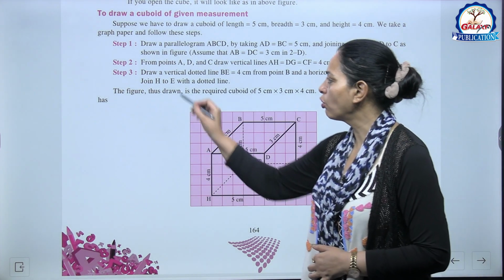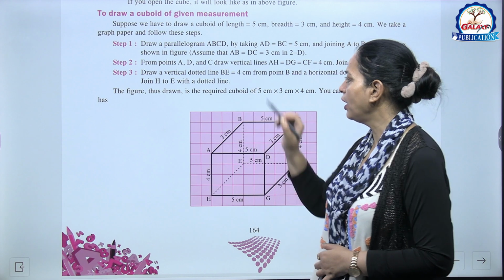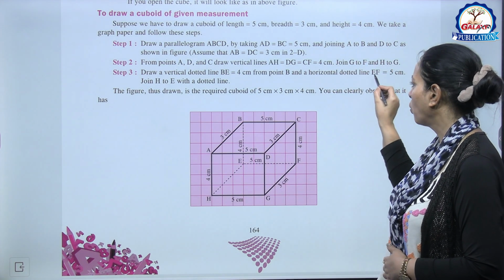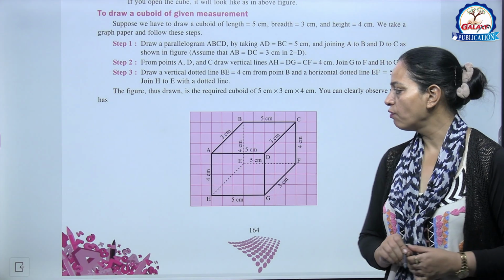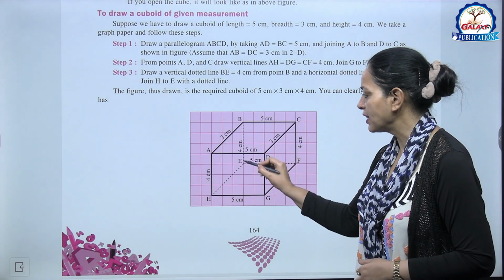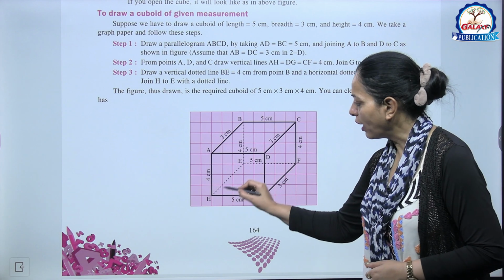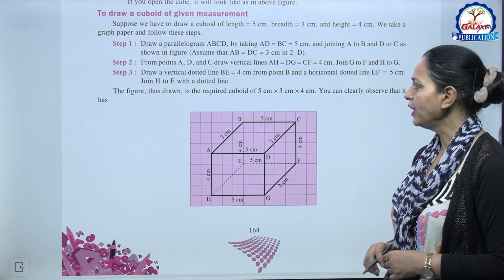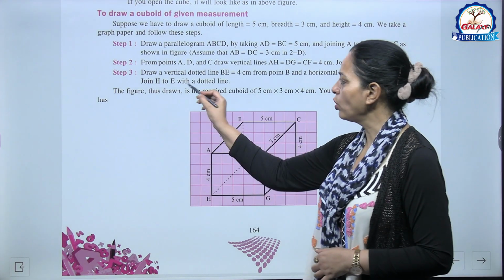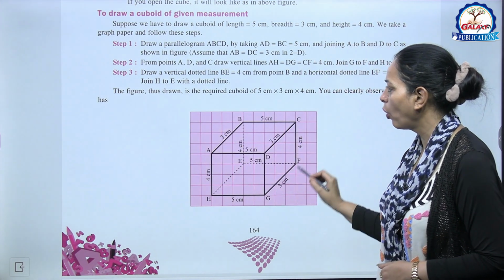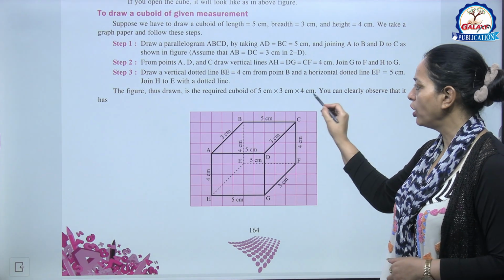Now step 3: draw a vertical dotted line BE equal to 4 centimeter from point B and a horizontal dotted line EF equal to 5 centimeter. So from B we have taken a vertical line like this and we will join the rest like this. These are the dotted ones, right? Now here join H to E with a dotted line. The figure thus drawn is the required cuboid of 5 into 3 into 4.